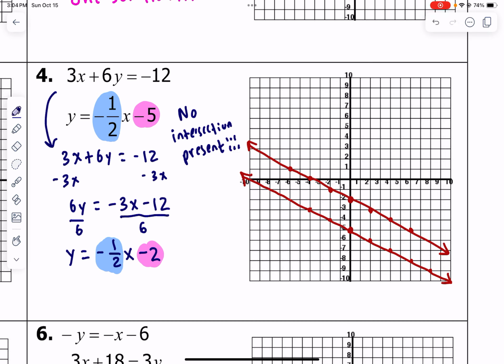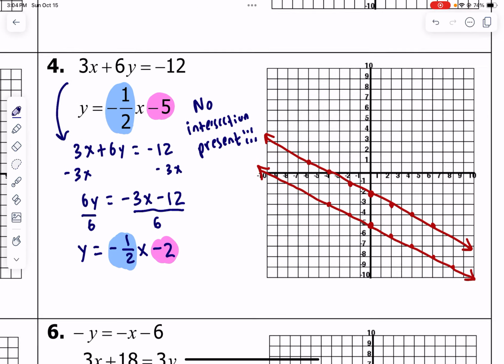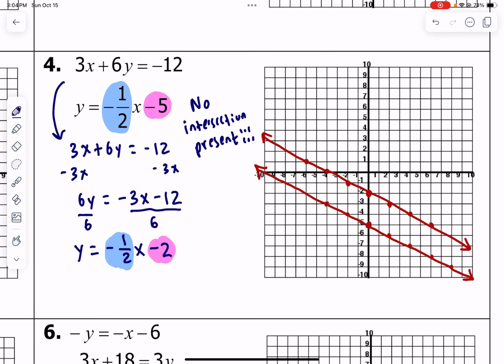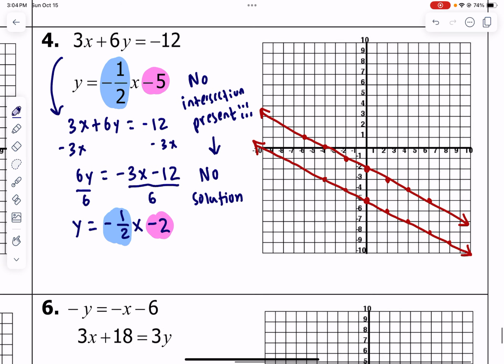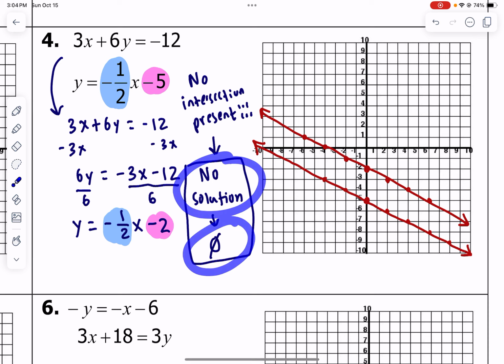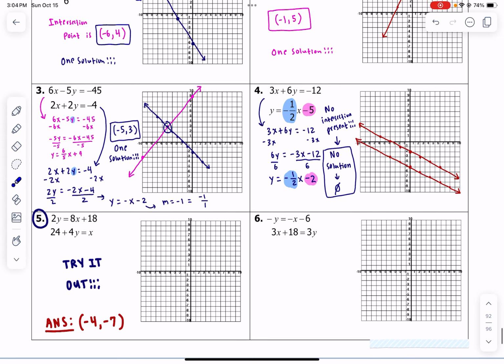So because there's no intersection present, we would say that this system of equations would not have any solution. So no solution. And remember, the fancy symbol for no solution was the empty set. Okay. So either or is accepted. You can either say no solution or the empty set. All right, so hopefully that makes sense.